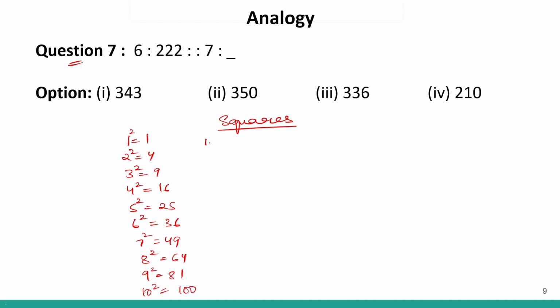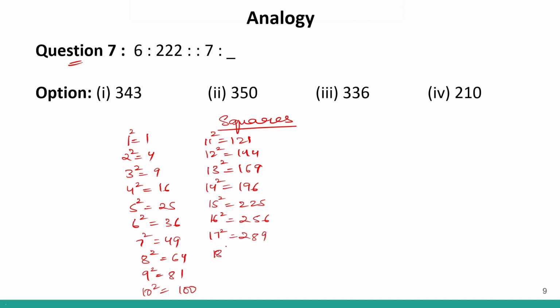Correct? 11 square is 121. 12 square is 144. 13 square is 169. 14 square is 196. 15 square is 225. Correct? 16 square is 256. 17 square is 289. 18 square is 324. 19 square is 361. And your 20 square is 400.